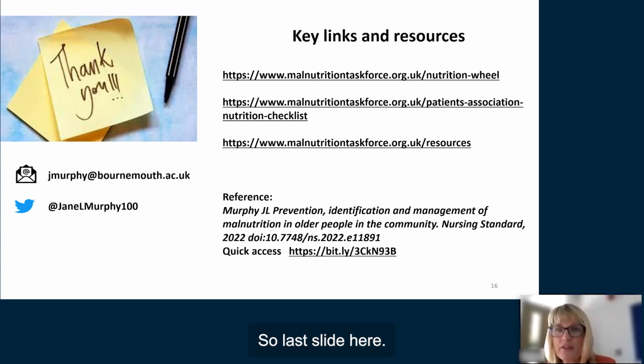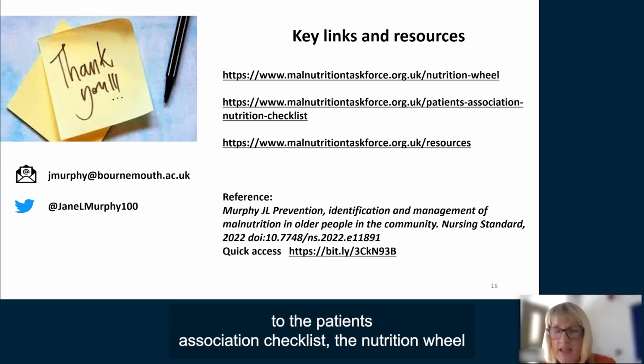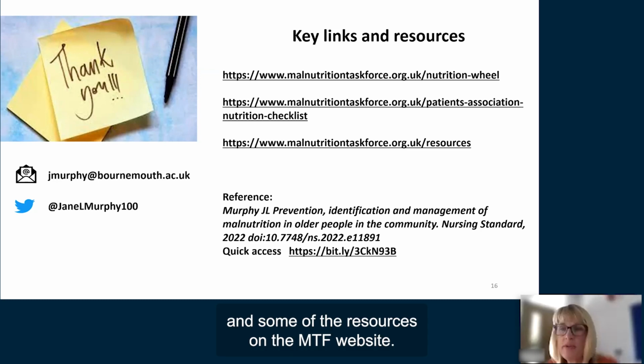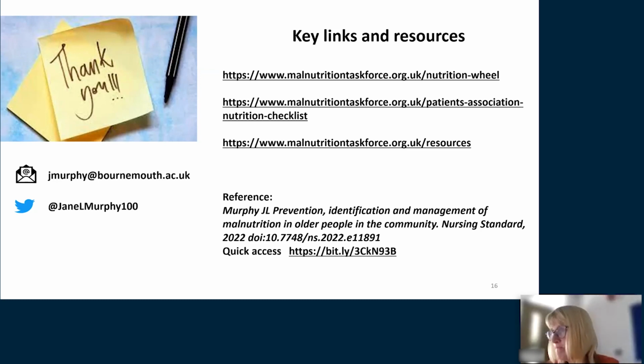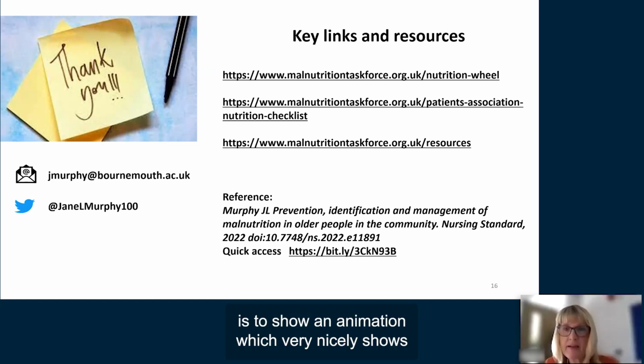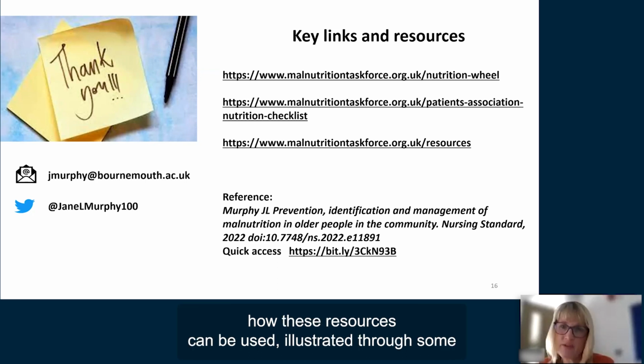And then on this last slide here, some key links and resources to the Patients Association Nutrition Checklist, the Nutrition Wheel, and some of the resources on the MTF website. So what I finally wanted to do is to show an animation which very nicely shows how these resources can be used, illustrated through some case studies.